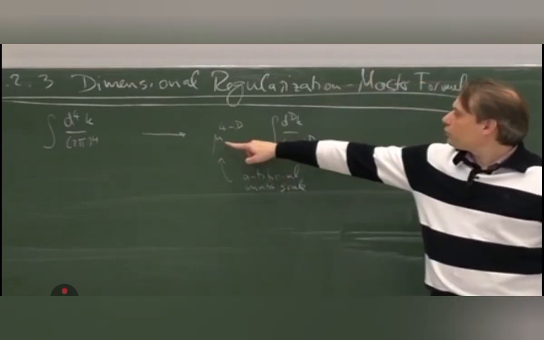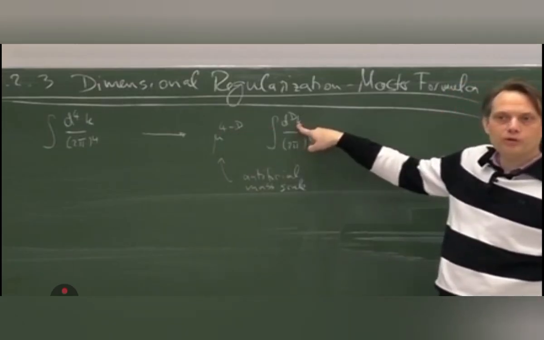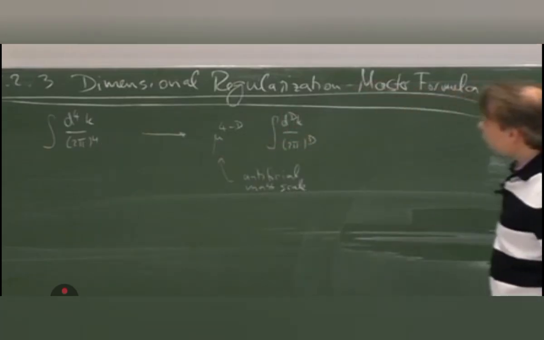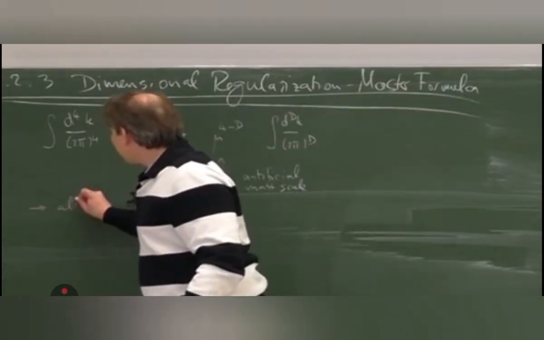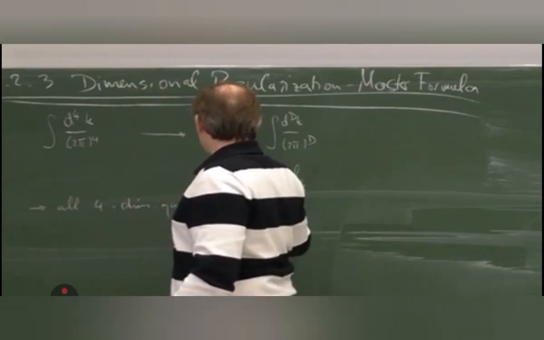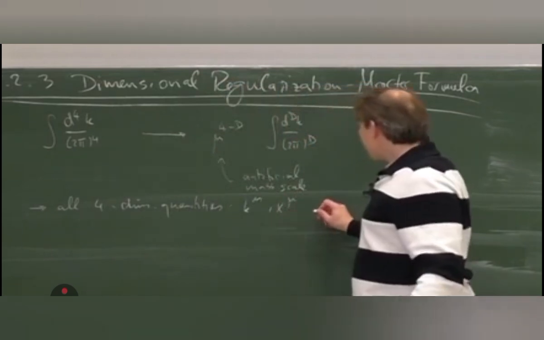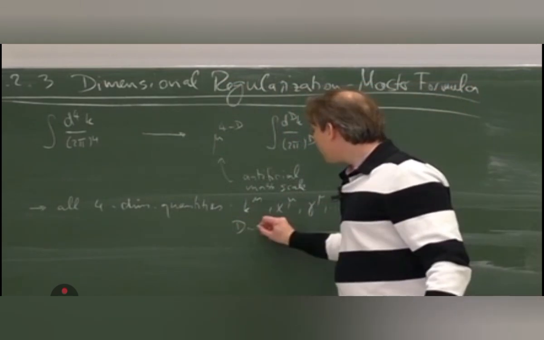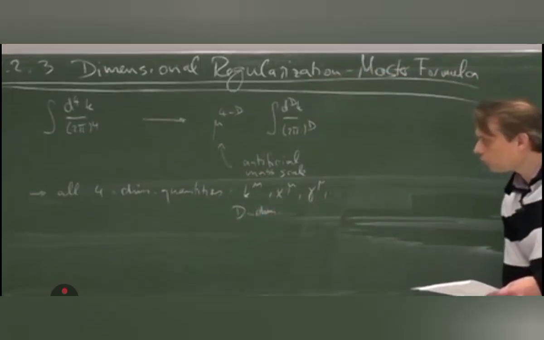And then you have here a mass parameter to the power 4 minus d times the d-dimensional momentum integration, so the dimension overall is 4, like in 4 dimensions. And we simply say all 4-dimensional quantities, like momenta, position vectors, also gamma matrices, and so on, are now d-dimensional with obvious relationships.